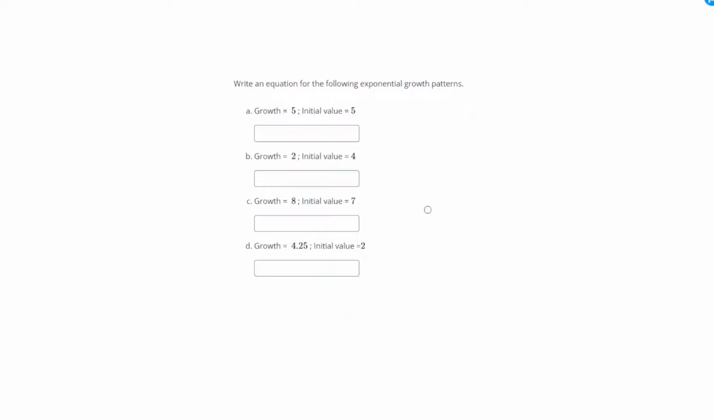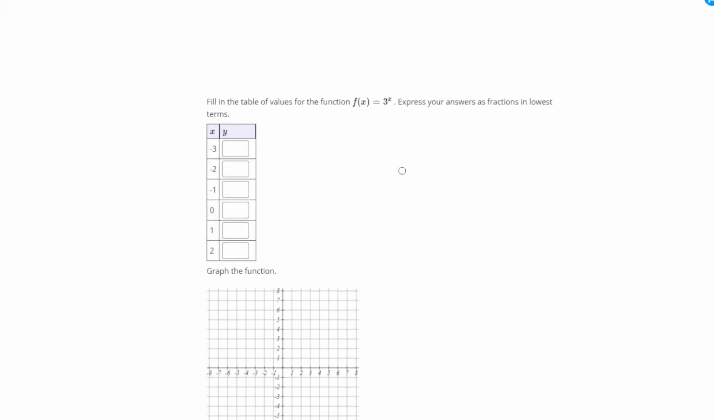This one we want to find equations for all of these. So we'll do y equals, our growth pattern is 5, so we'll do 5^x, and our initial value is 5, so we'll do 5 times 5^x. Our growth pattern for this one is 2, so that's our base, and then to the x, and our initial value is 4, so 4 times 2^x. Our growth pattern is 8 here, so 8^x, our initial value is 7, so 7 times 8^x. Our growth pattern here is 4.25, so 4.25^x times 2. And yeah, that covers that equation.